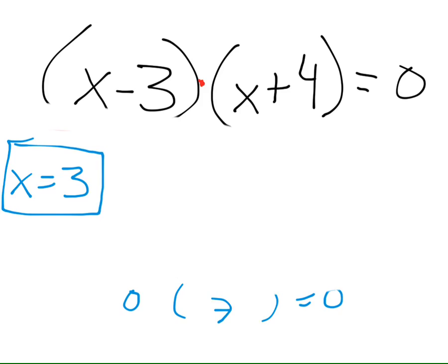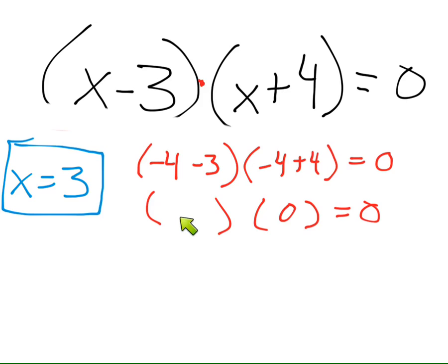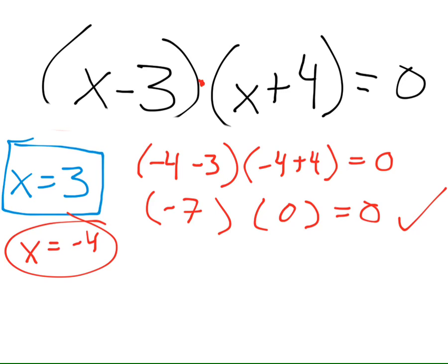What would make the other set of parentheses equal to 0? Minus 4. Negative 4, right? If I plugged in negative 4 for both of these x's, it would be negative 4 minus 3 times negative 4 plus 4 would equal 0. Well, this part is 0. Again, I don't even care what this set of parentheses is, because I know when I take it times 0, it's going to be 0. It's negative 7. Okay. But then I'm going to get it equal to 0. So the other solution is x is negative 4.